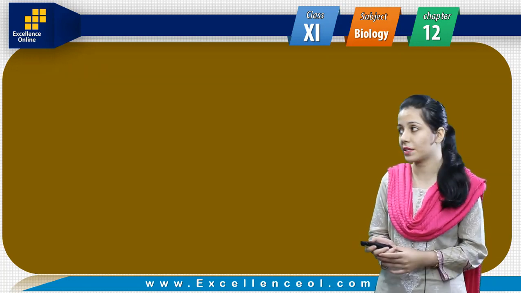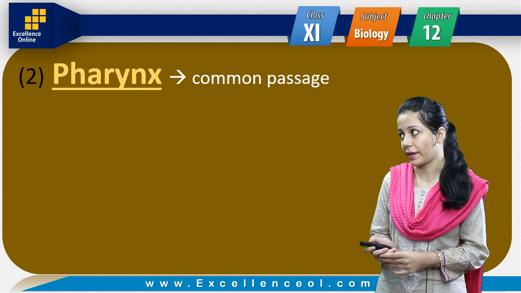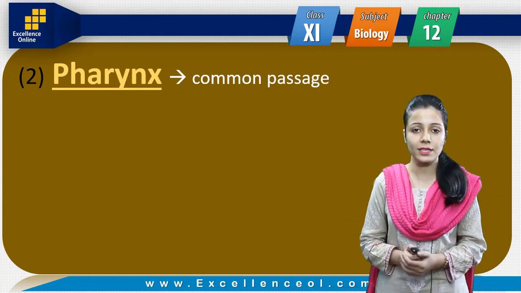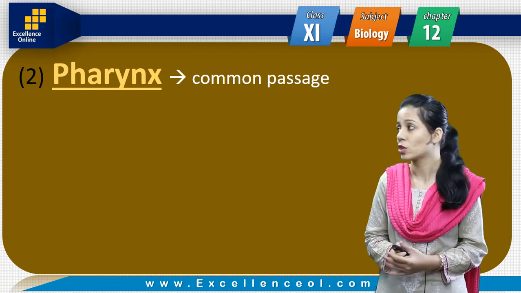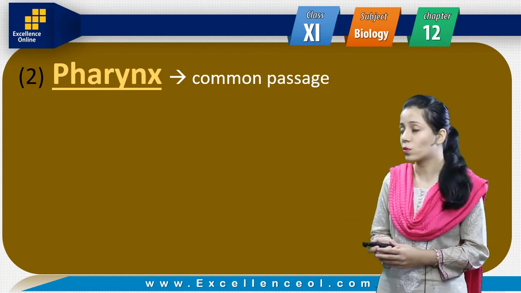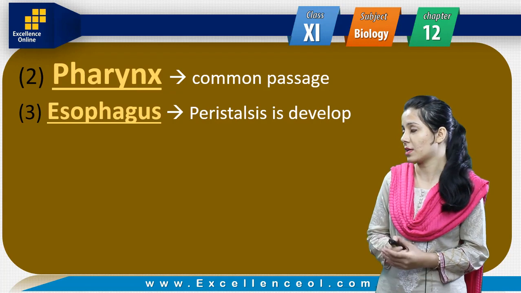Then from oral cavity the food passes into pharynx. Pharynx basically is a common passage for food as well as respiratory passage. Then from pharynx the food will pass into esophagus.